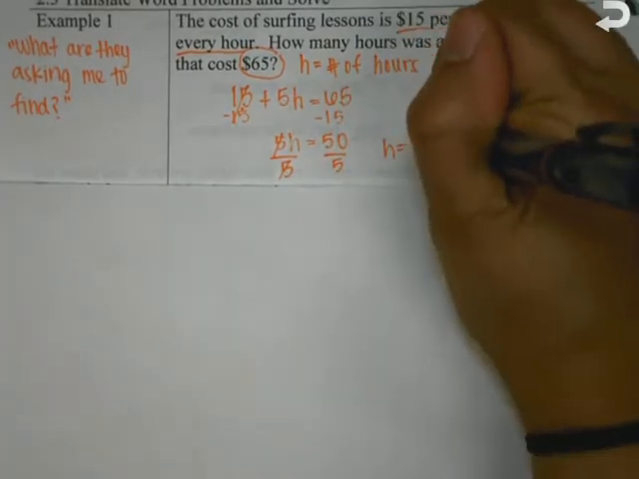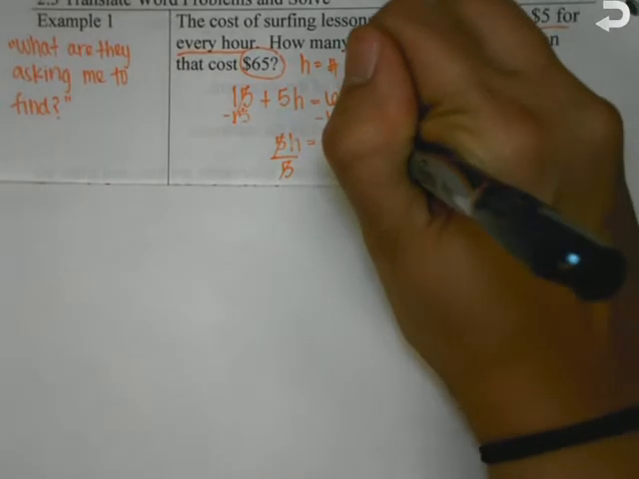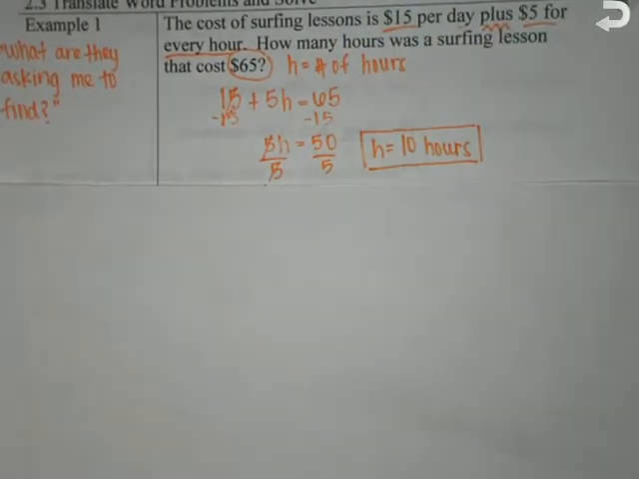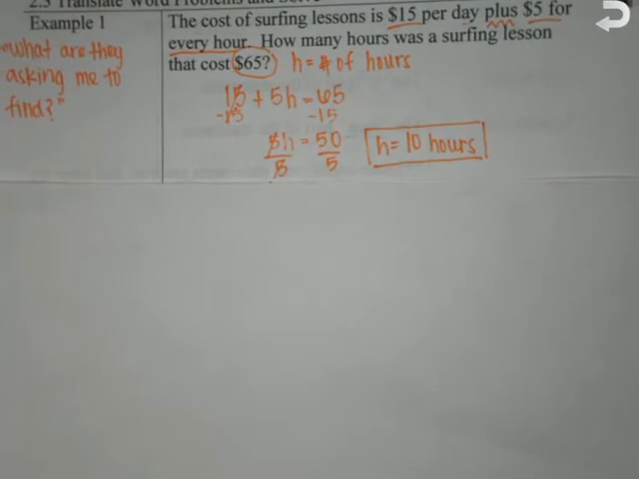On the Unit 1 test, I saw a lot of T equals 96. T equals 48. 96 what? 48 what? You have to put the units. Okay, so it should be 10 hours.